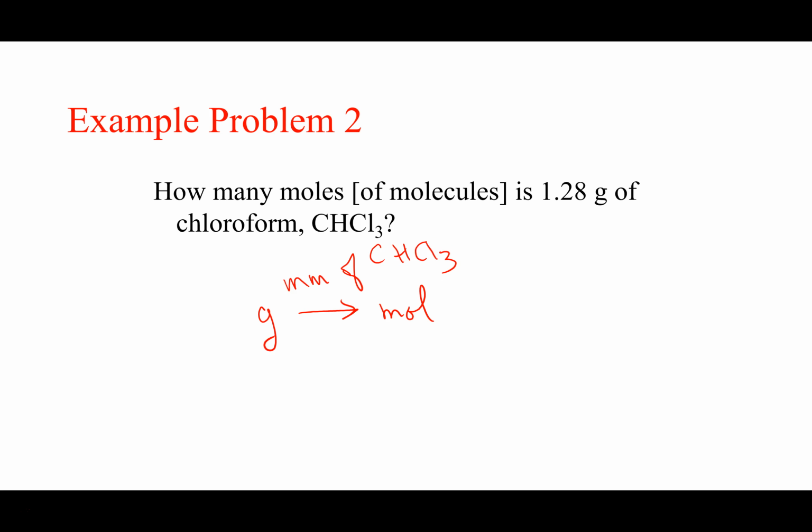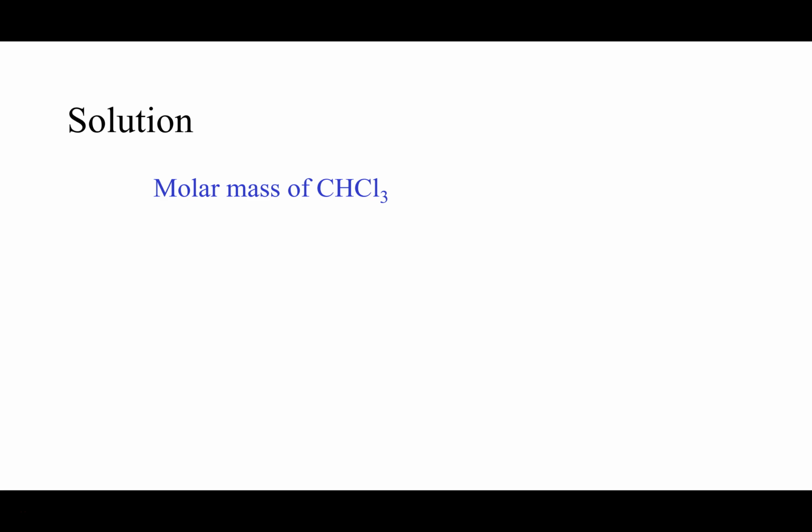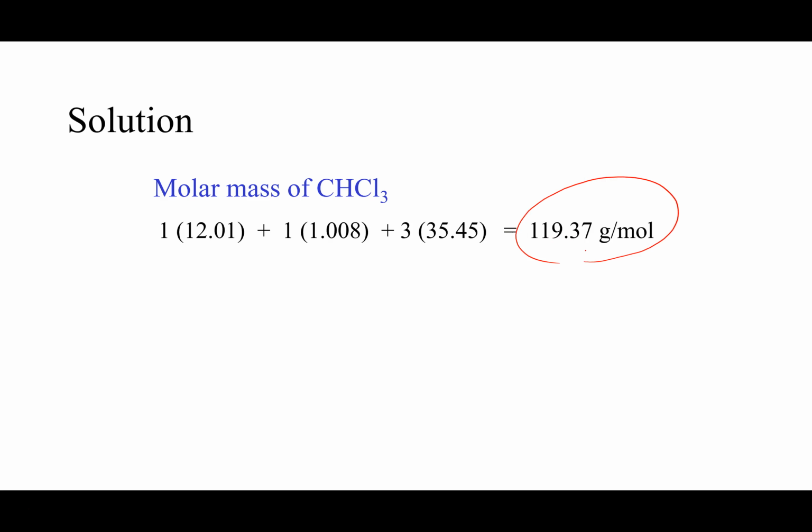So I said molar mass is a side calculation before you work the real problem, and so that's exactly what I'm going to do. So here we go. Let's use the abbreviated approach to knock out the molar mass for CHCl3. So we have 1 times 12.01 plus 1 times 1.008 plus 3 times 35.45. So you're looking at a molar mass of, with 2 decimals, because that's what you're justified, 119.37 grams per mole.